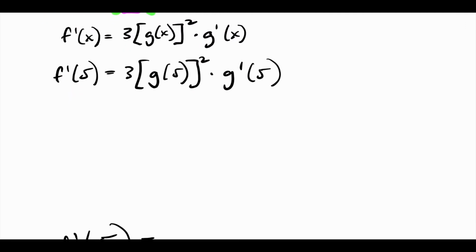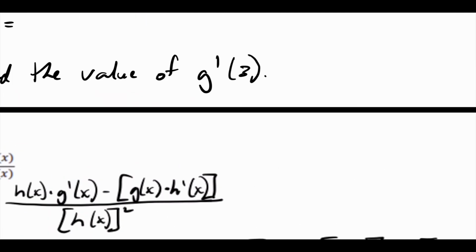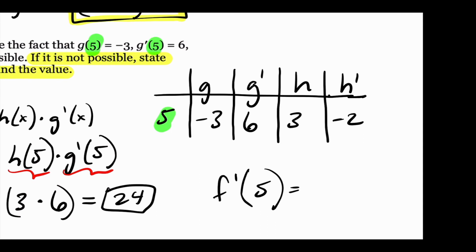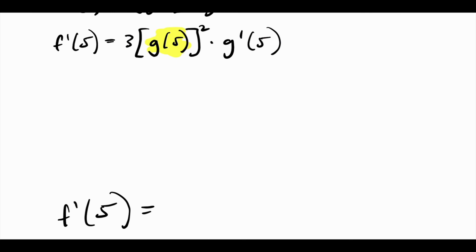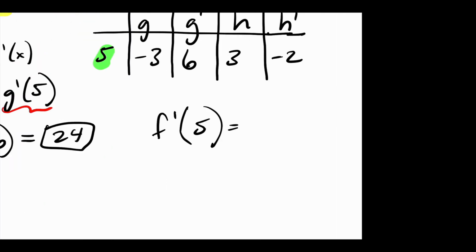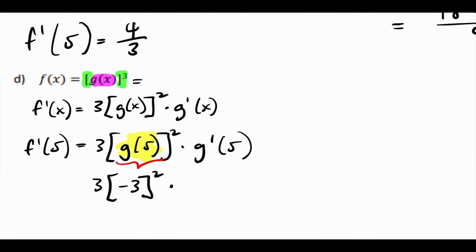Okay. We always do inside the parentheses first, so I'm going to start here. That's the first thing I'm going to do. If I go back to my table, g of 5 is negative 3. So this guy in here is going to be negative 3. So I have 3 times negative 3 squared times g prime of 5. What is g prime of 5? G prime of 5 is 6.